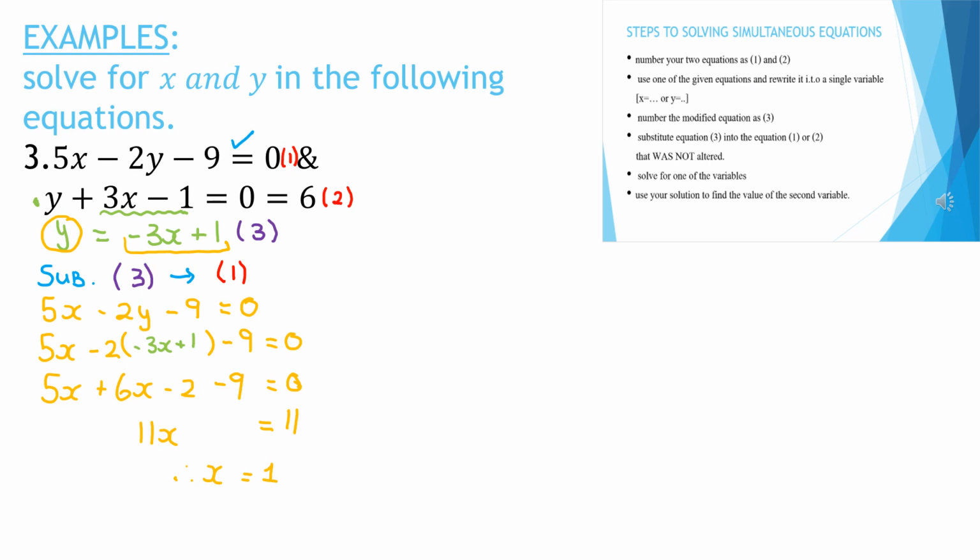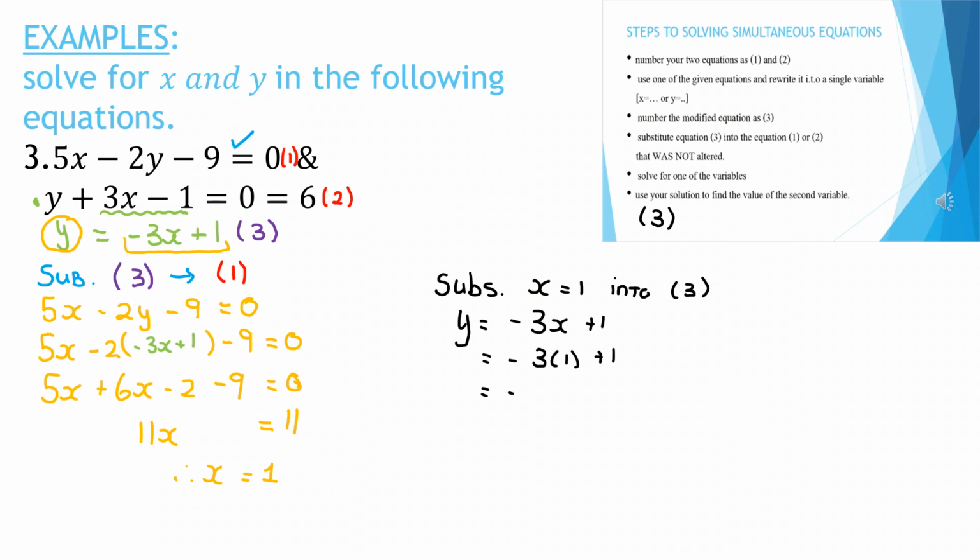The value of x is equal to 1, and now we go ahead and substitute our answer into equation 3. So we substitute x is equal to 1 into equation 3, and equation 3 says that y is equal to negative 3x plus 1, and so y is equal to negative 3 plus 1, which is negative 2. Finally, we can test our equation.